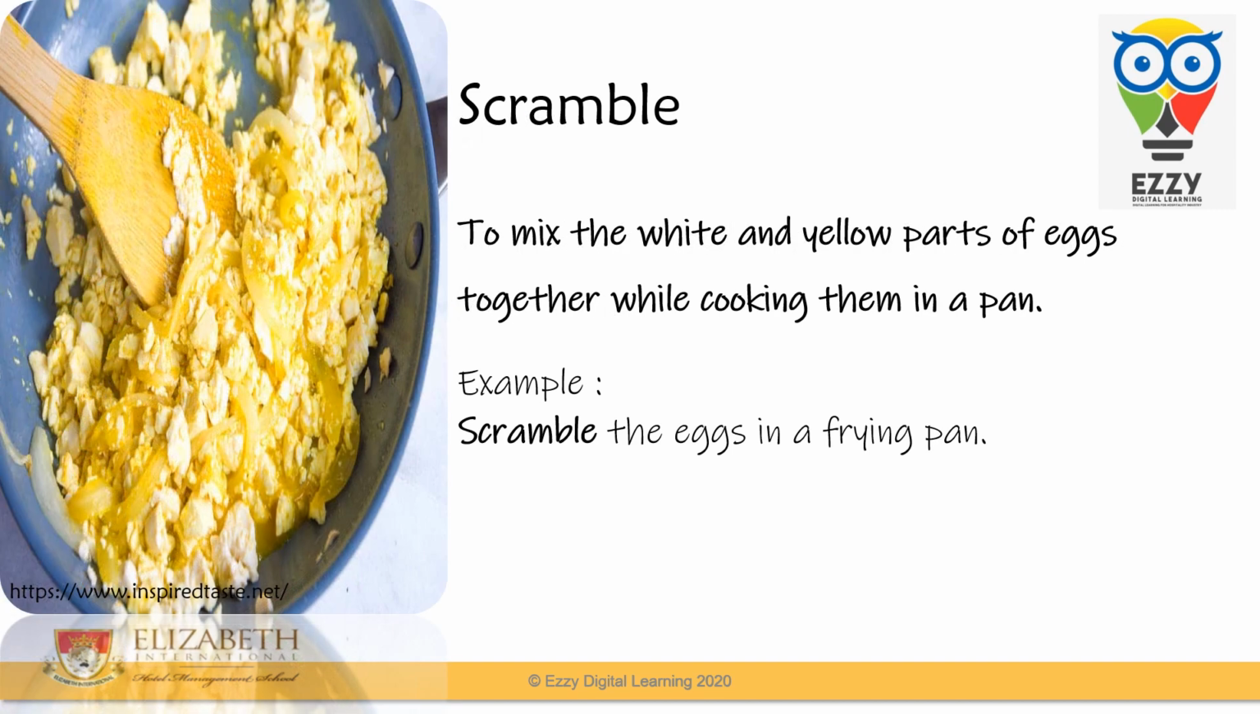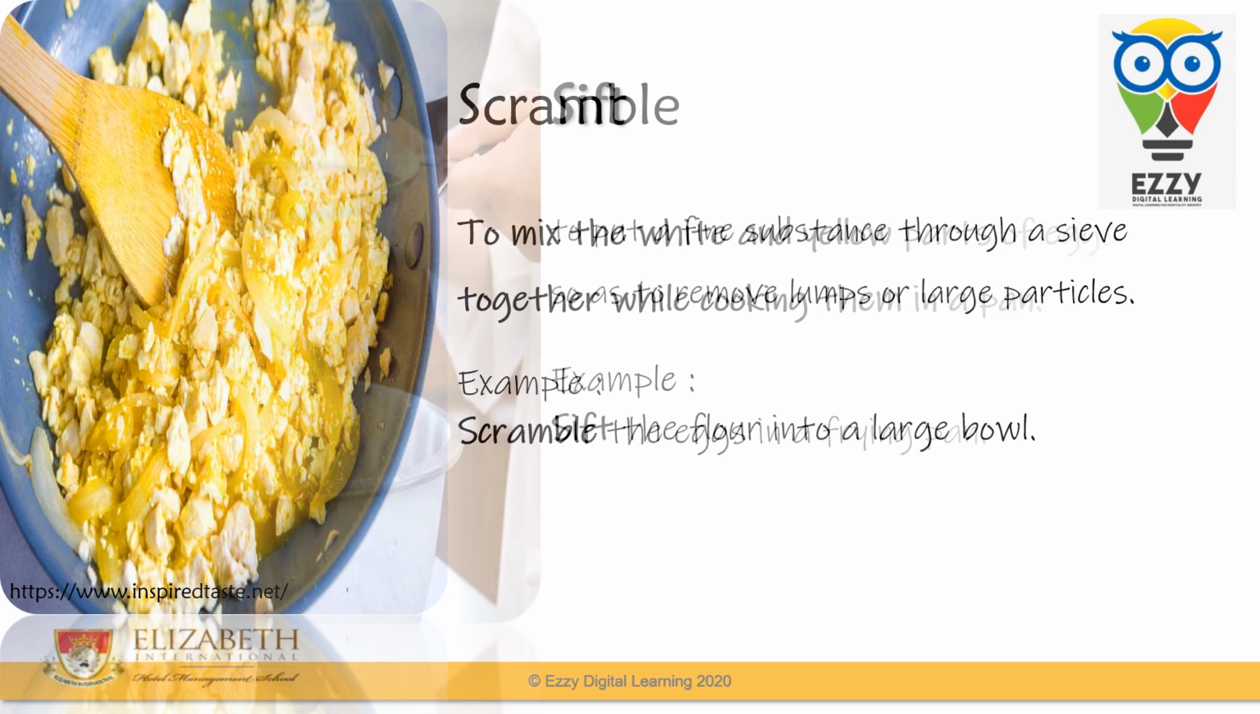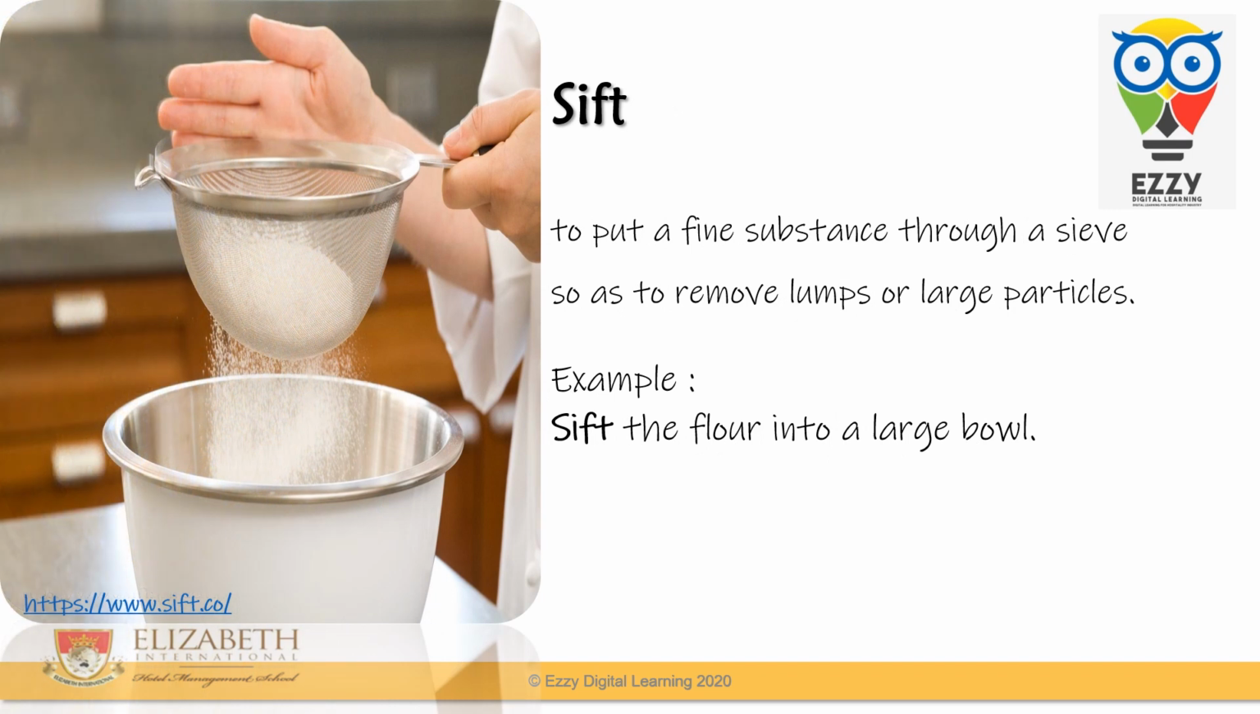Scramble is to mix the white and yellow parts of the egg together while cooking them in a pan. For the example, scramble the eggs in a frying pan. Sift is to put a fine substance through a sieve so as to remove lumps or large particles. For example, sift the flour into a large bowl.